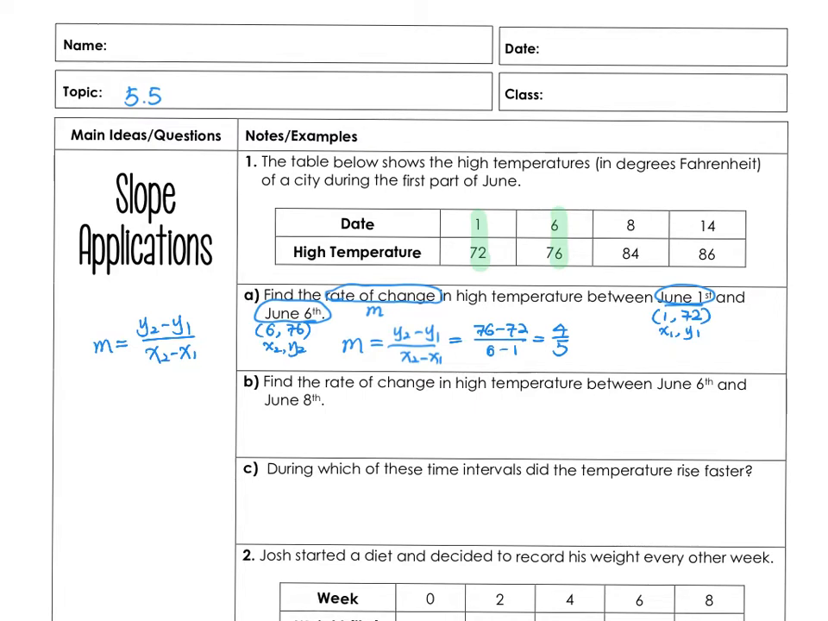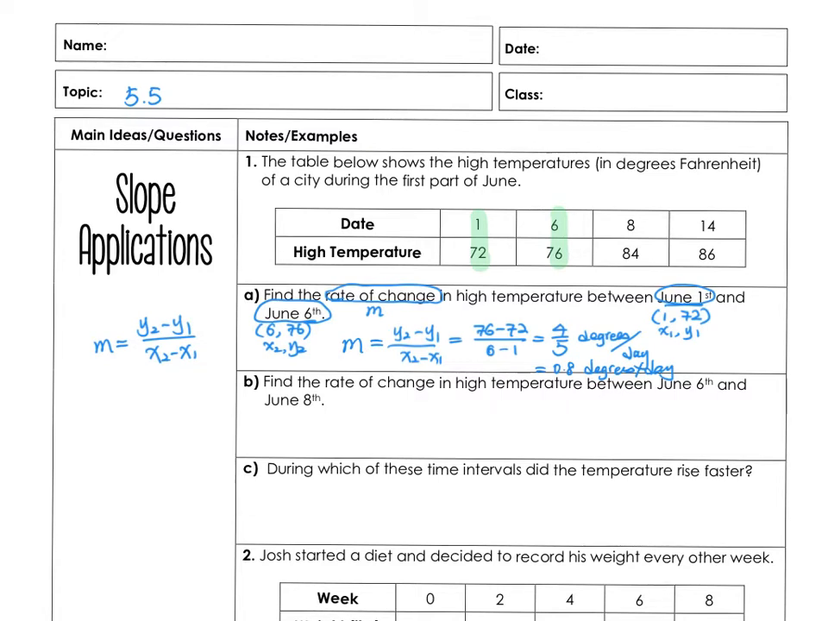But because it's a word problem, the rate of change means each day it goes up by 4 over 5. If you have a decimal, sometimes people say 0.8 degrees per day. And that's fine too. So give me the unit there. I'm going to leave 2 to yourself to do. And then let's look at C.